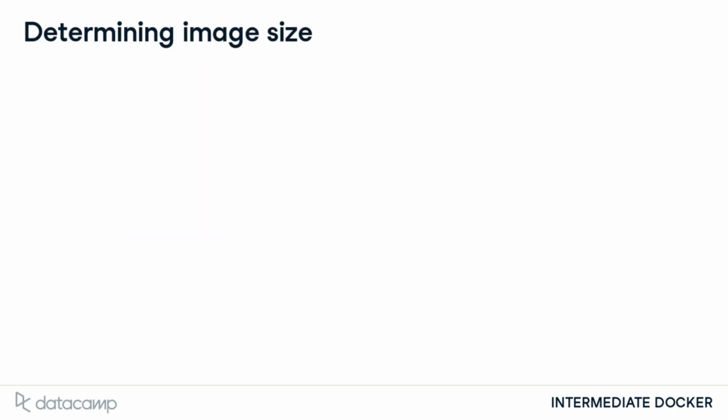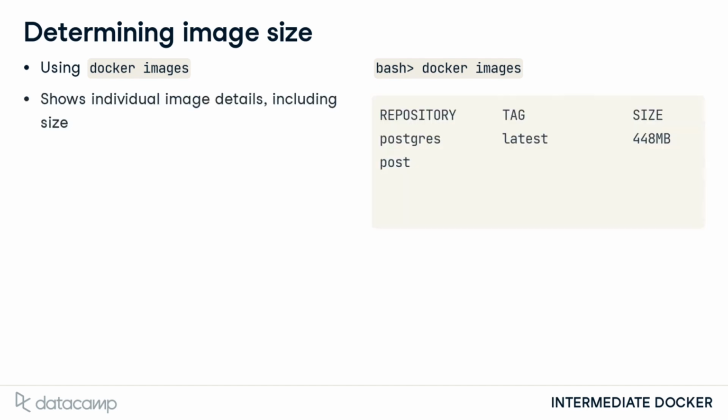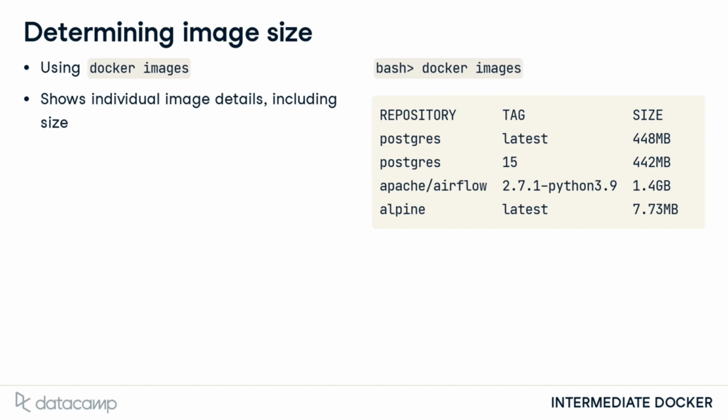You may be wondering how to determine the actual size of the images we're using. The simplest method is using the docker images command. This will provide a list of images in use on the local system, along with individual image details, including the size of the image. Note that there are other options available for the docker images command that you may use. docker images --help shows further detail.